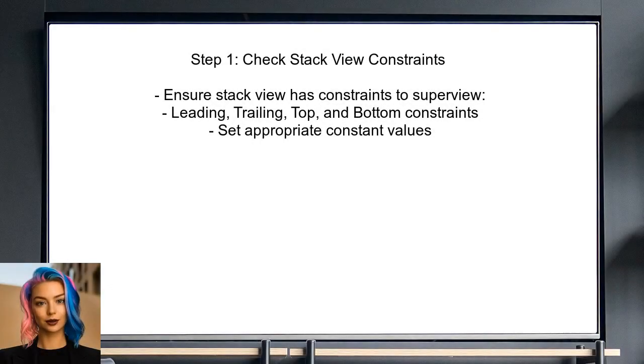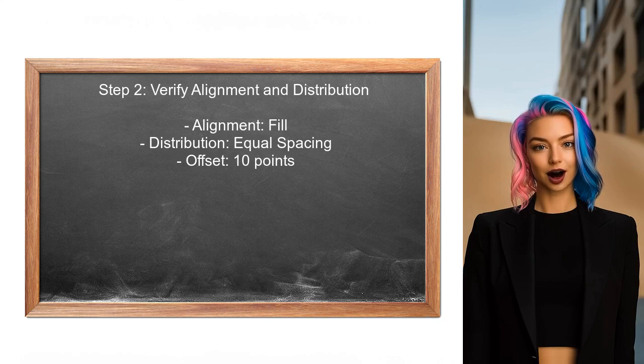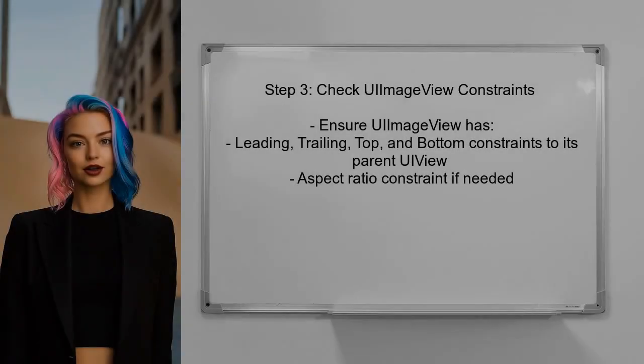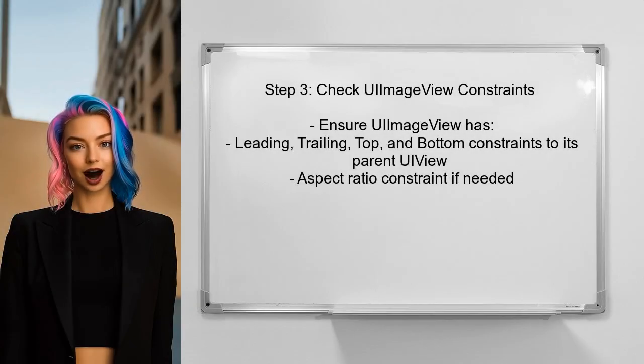To address the issue of the UI view disappearing from the stack view, the user should first check the constraints of the stack view itself. Ensure that the stack view has proper constraints set to its super view. Next, the user should verify the alignment and distribution settings of the stack view. The alignment should be set to fill, and the distribution should be equal spacing with the specified offset. Now the user needs to check the constraints of the UI image view that is inside the UI view. Ensure that the UI image view has constraints that allow it to resize properly within its parent UI view.